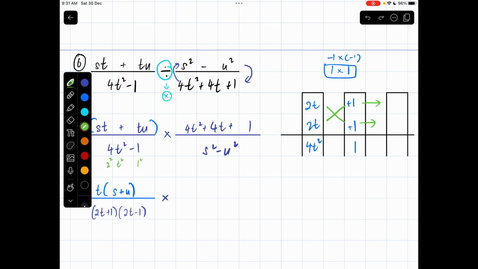2t here, positive 2t and positive 2t. When you add them up, you get positive 4t, which corresponds to the term in the middle. So now we know this is the correct variation. So the answer is 2t plus 1 times 2t plus 1.